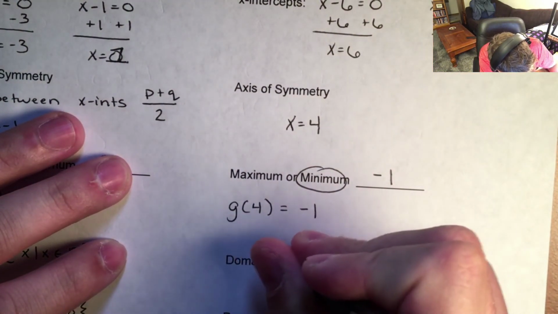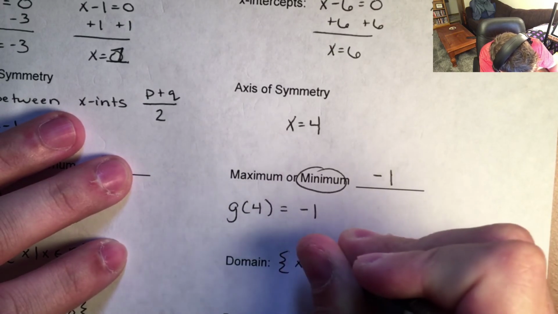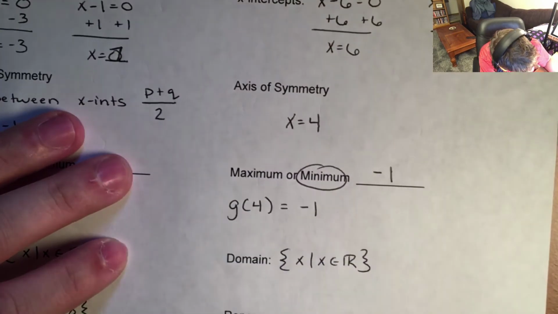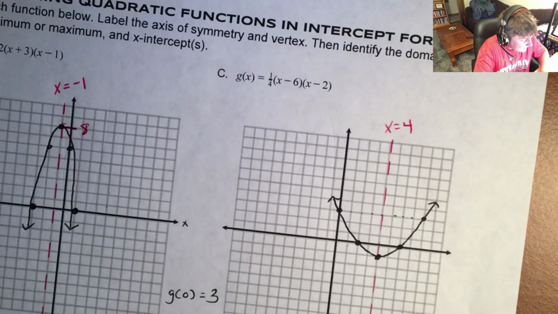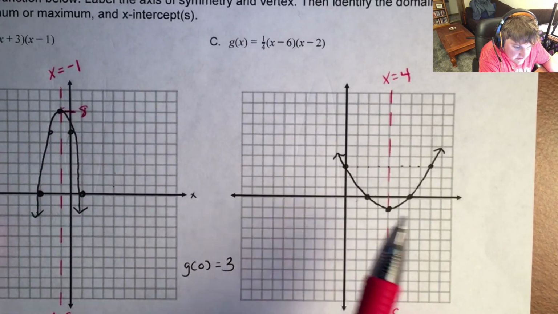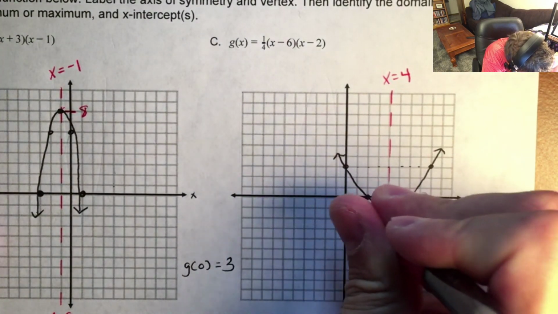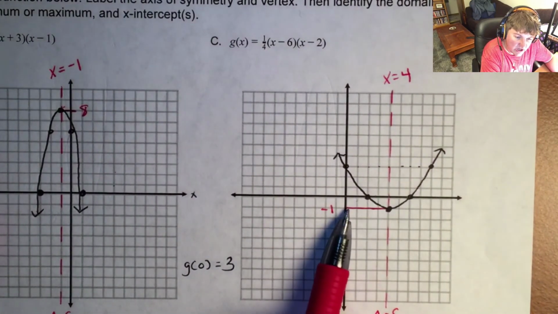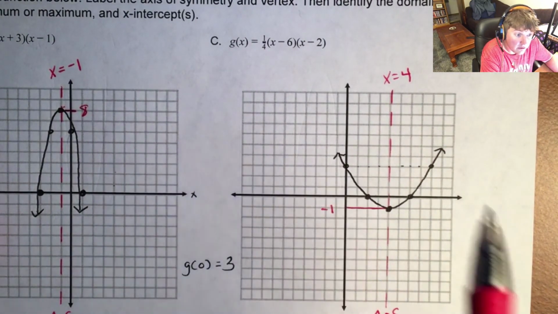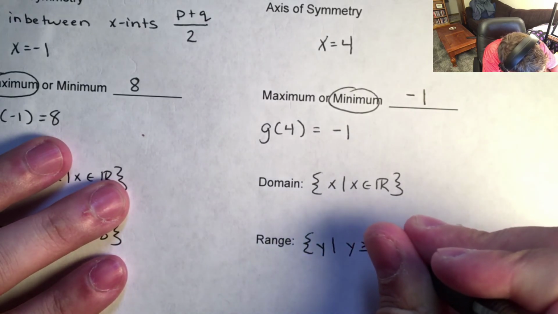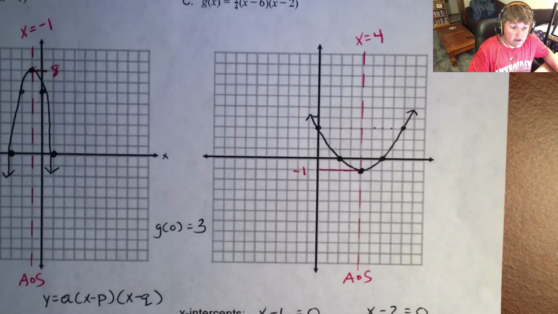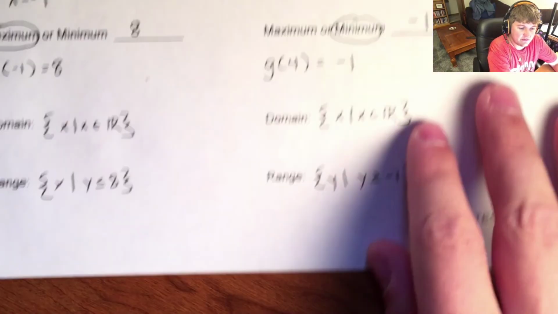Okay. Lastly, our domain is going to be the same thing always, which is the set of x values such that x is an element of the real number system. And then the range is going to be the set of y values such that, well, let's look at the graph. If I look at this minimum value here, it starts at -1, and all the y values here are greater than that. So it's going to be y greater than or equal to -1. Okay, I'll let you look at that for a little bit longer.